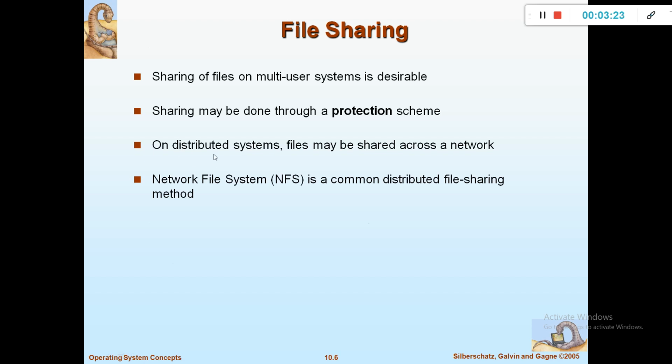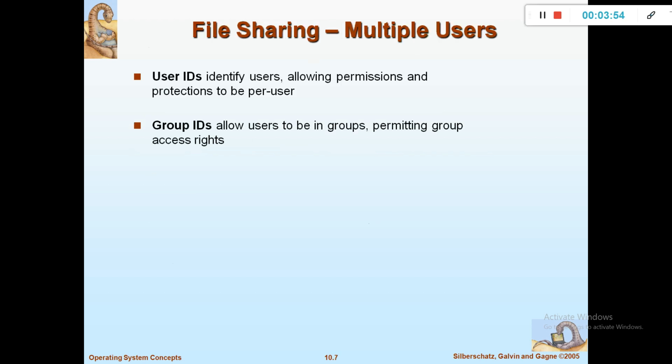On distributed systems, files may be shared across a network. We are going to share the files across the network, and we are going to study one subject in detail in the next semester, called distributed computing systems. Another method we are using, the network file system, is a common distributed file sharing method. To implement the distributed file system, we are using the NFS method, the network file system method. Here we create a network of files, and those are going to be shared across the network.